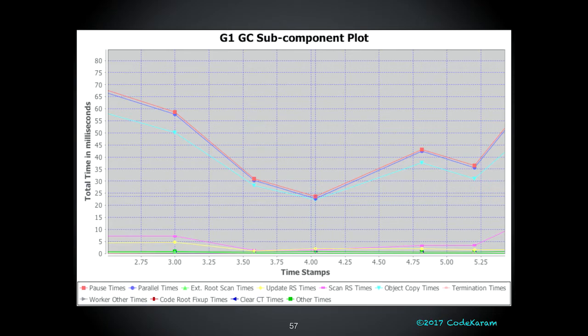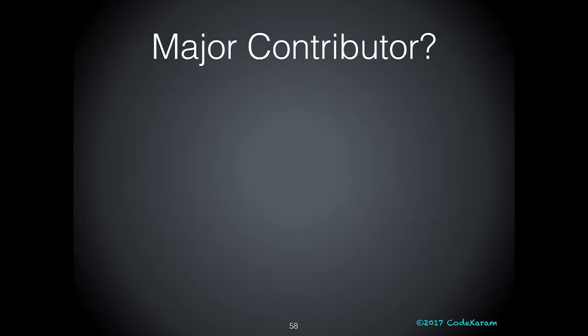So what we have done here, you may have seen this earlier somewhere else as well, is basically just plot all the pauses. So here we see the pause time, the parallel time, and the object copy times are tracking pretty well, right? So what we saw there is an ideal situation, right?